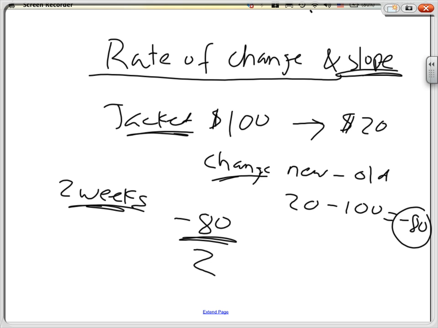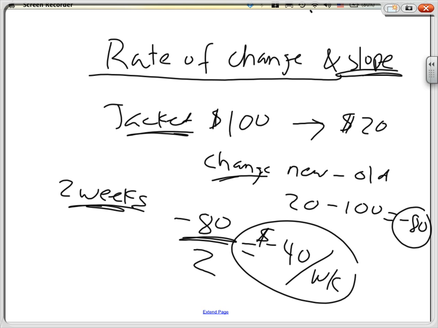So depending on the question I ask, you see it? If I say, what's the price change per week? Then you just leave it as 2 weeks. What if I ask you, what is the price change per day? Then you have to convert the 2 weeks into 14 days. Okay, but in this case, we'll leave it as 2 weeks. So it's simply going to be what? Negative $40 per week. So I mean every week the price dropped $40. So after 2 weeks, your price is $20.